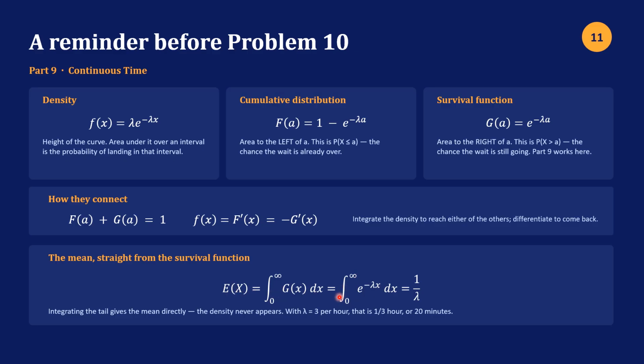So you take this integral here, and the antiderivative of this is just minus 1 over lambda times e to the minus lambda x. And then you evaluate that at infinity and subtract that evaluated at 0, and you get 1 over lambda. And so we'll make use of that when we get to problem 10.